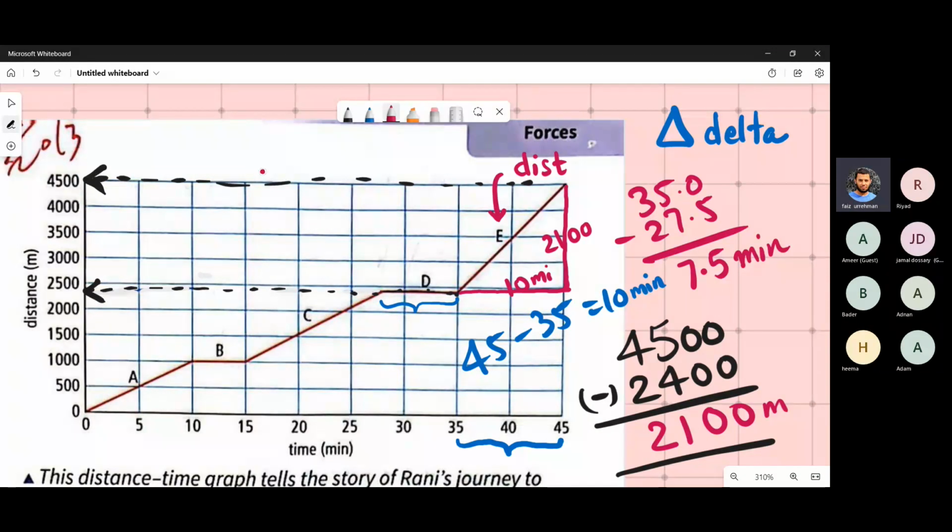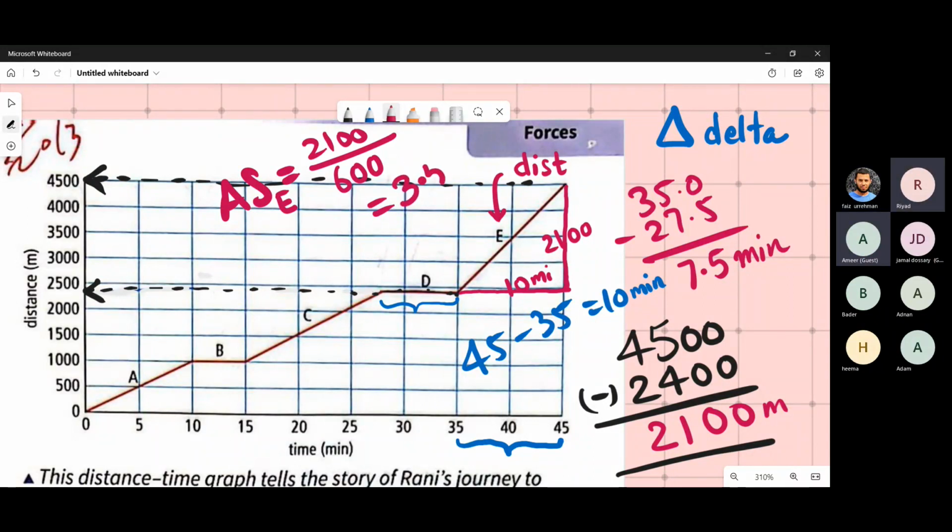So what will be the average speed here? The average speed for the E location will be 2,100 meters over 10 minutes. 10 minutes is what? 600 seconds. So what are you going to get in the calculator? 3.5 meters per second. This is the speed during the last part.